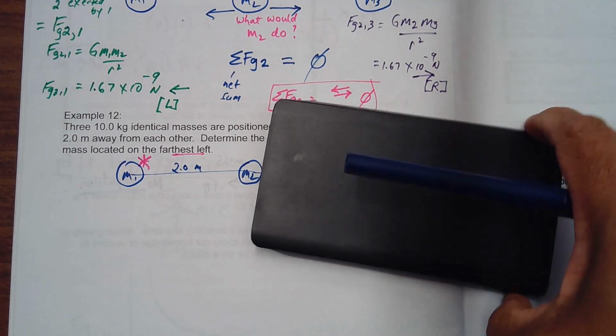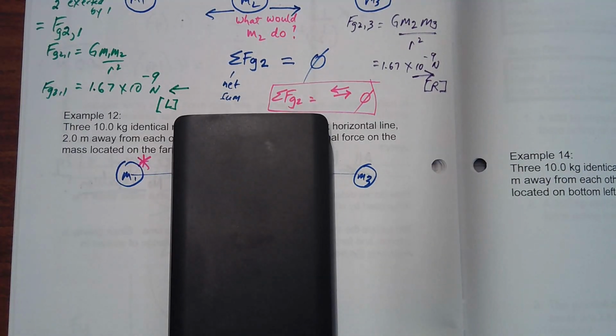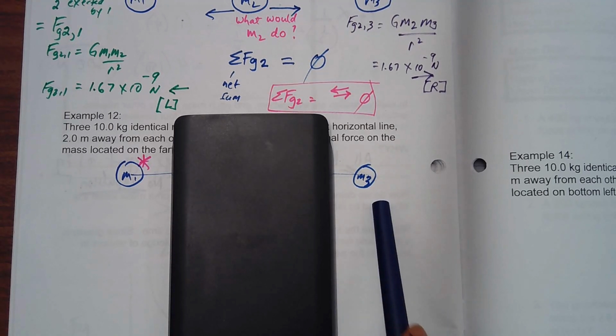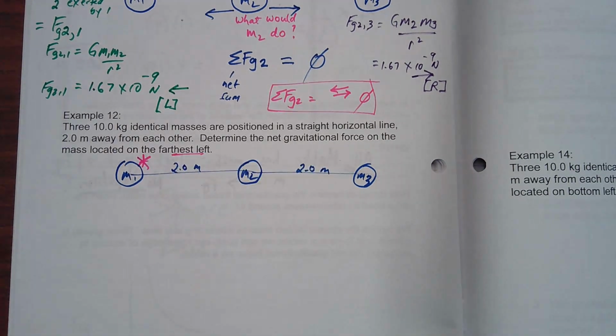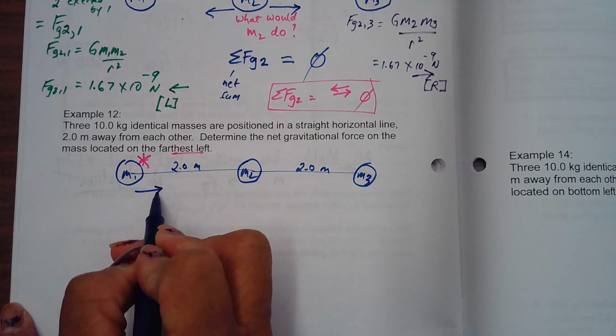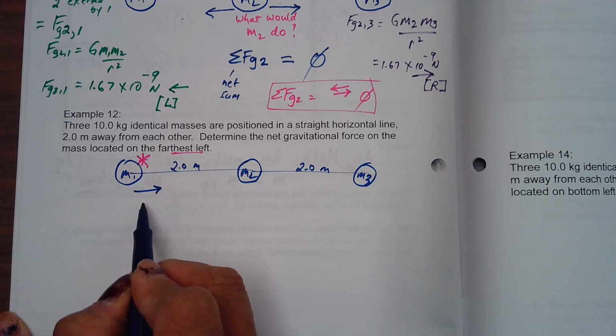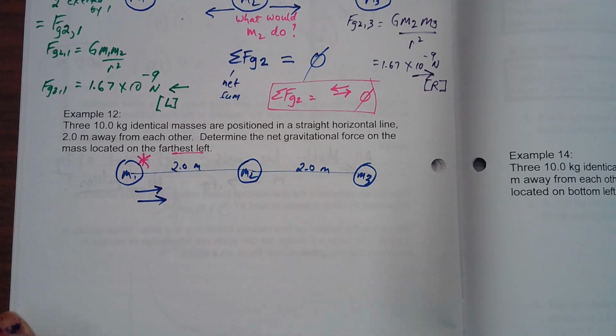Now, forget about the presence of mass 2. Mass 3 is right there. Where would mass 1 want to go? Towards mass 3 or away from it? Towards mass 3. They're always attractive, right? So, look at mass 1. Mass 1 wants to go this way with respect to mass 2. Mass 1 wants to go that way with respect to mass 3.